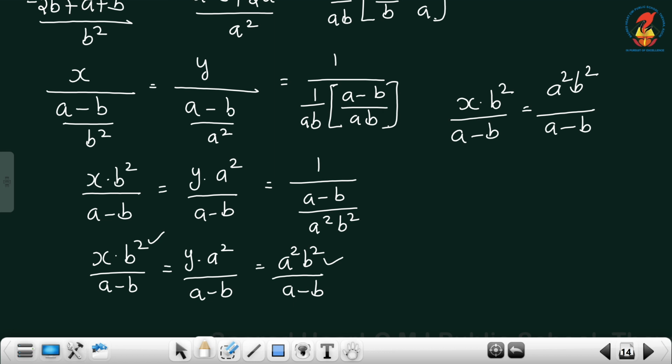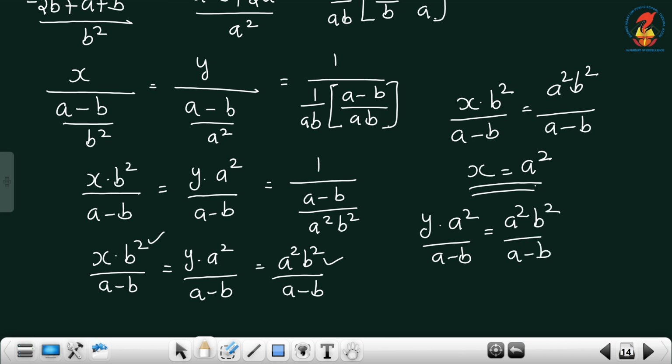A minus b and a minus b you can cancel, b square and b square you can cancel, x is equal to a square. Same way, y into a square by a minus b equal to a square b square by a minus b. Here a minus b and a minus b you can cancel, a square and a square cancel, y equal to b square. Value of x is equal to a square, y equal to b square.